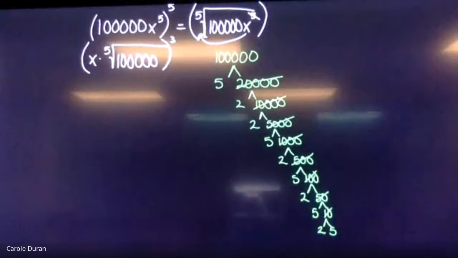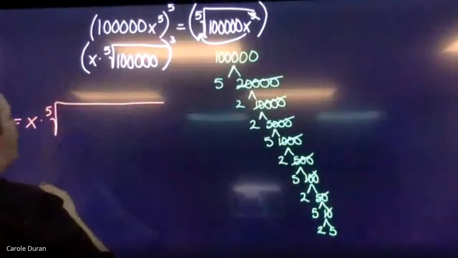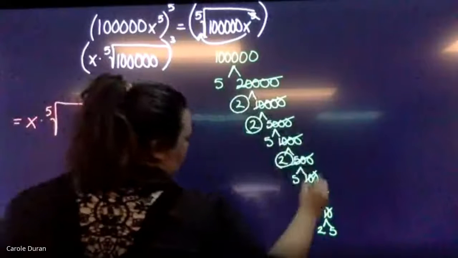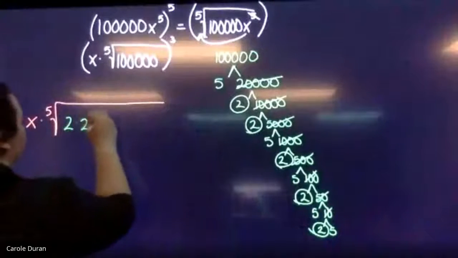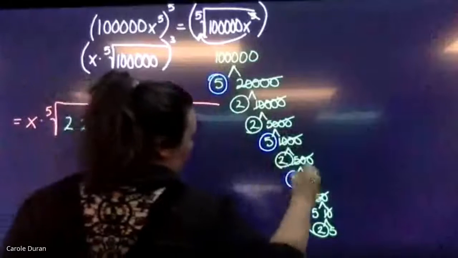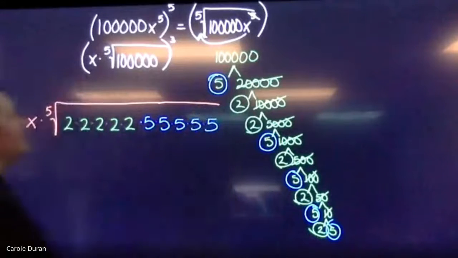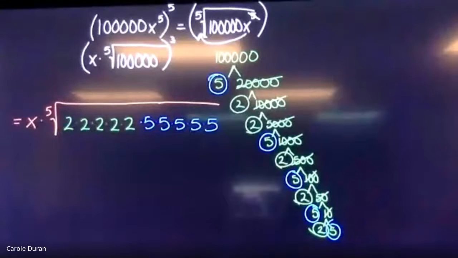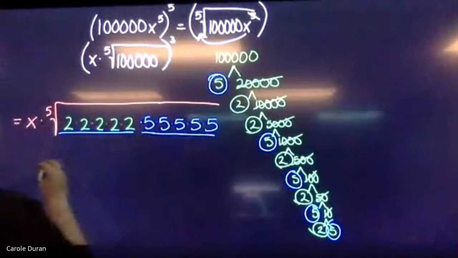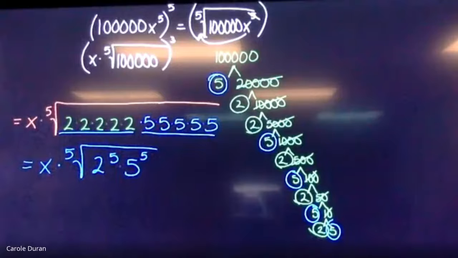So what I'm going to do now is go through and figure out how many 2s I have and how many 5s I have, and rewrite 100,000 as that combination of 2s and 5s. So this becomes x times the fifth root of, I'm going to go into my 2s first, and then I'm going to do all my 5s. I noticed that I had 5 2s and 5 5s, so I'm going to group them with the appropriate exponent. Then I'm going to pause for a second so we all catch up.